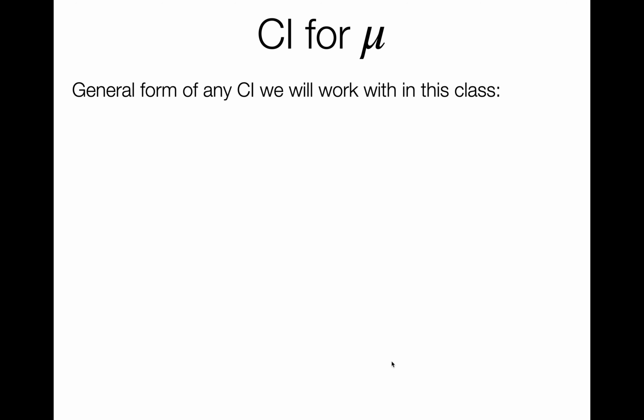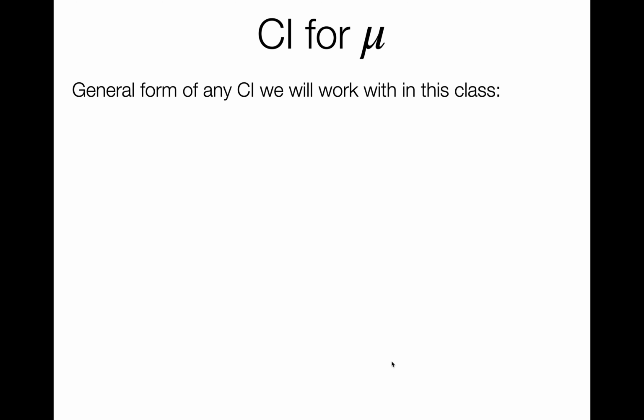I'll skip the motivation stuff that we did in lesson 7. And if you are confused or you haven't thought about confidence intervals in a few days, and so you're rusty, I implore you to go back and look at lesson 7.